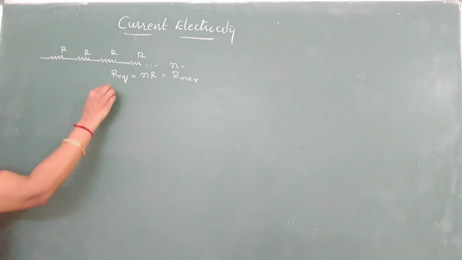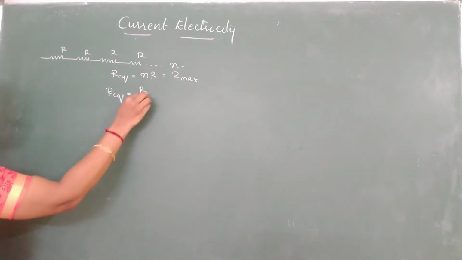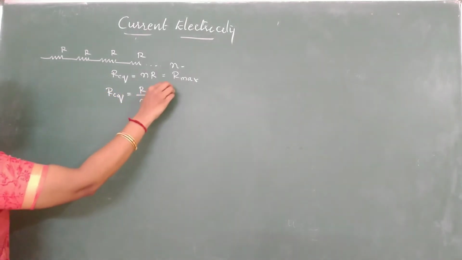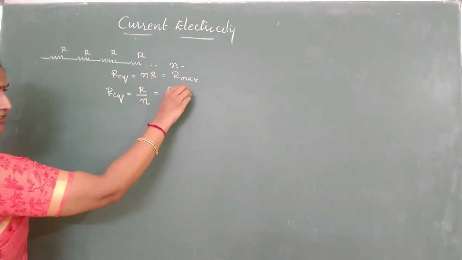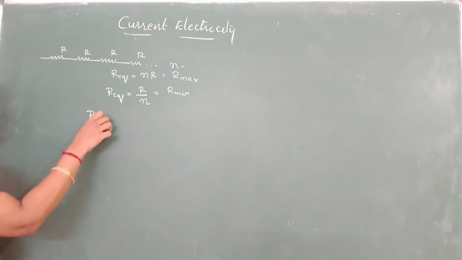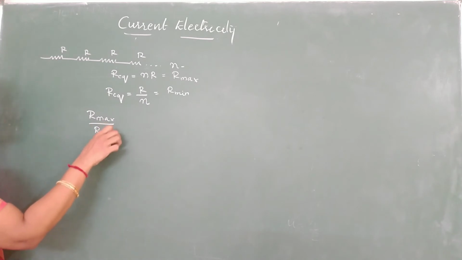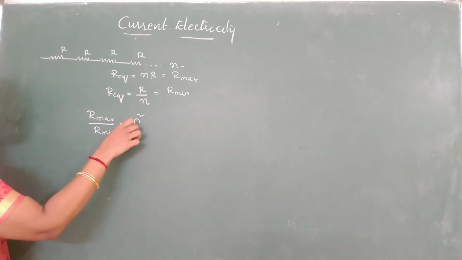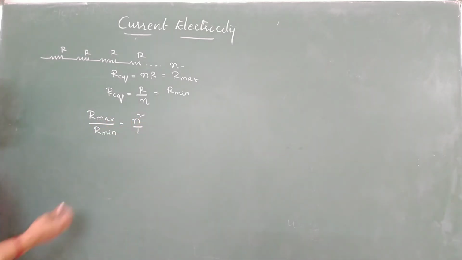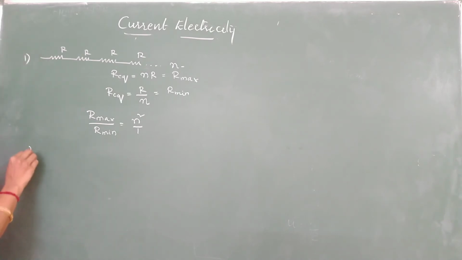Then if they are connected in parallel, what is the equivalent resistance? R by N, and this gives me the minimum value of resistance. So what is the ratio of maximum to minimum value of resistance? If n identical resistors are used, maximum to minimum will be n squared is to 1. So this is a very simple question. Then coming to the second question.